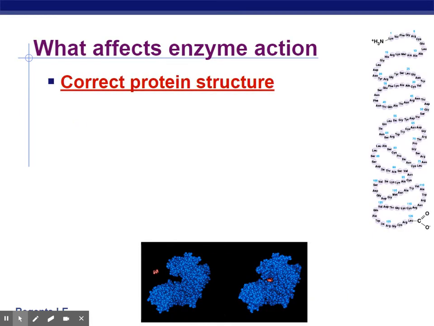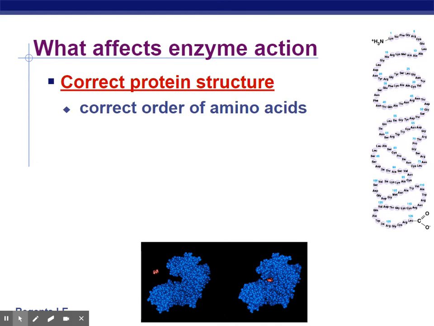Okay, there are things that will affect how the enzyme works. You have to have the right protein structure, because if you don't have the right structure, it's not going to have the right shape. And remember, proteins are made of amino acids, and enzymes are a type of protein, so they are made of amino acids. If you don't have the right amino acids put together, you're not going to have the right shape for its function.